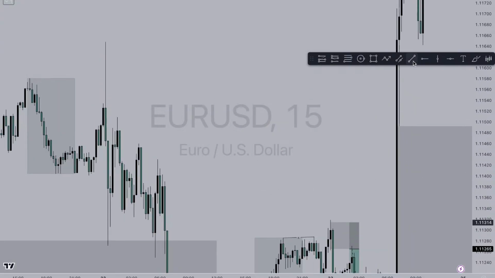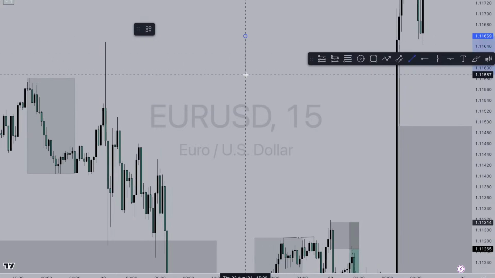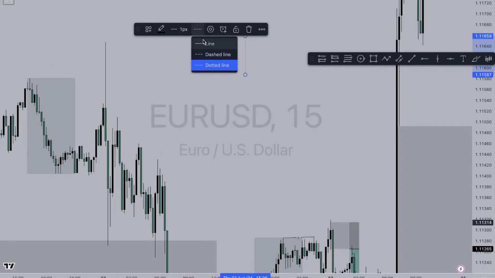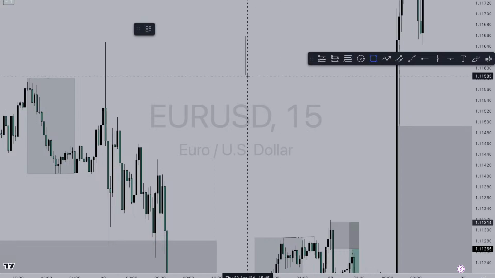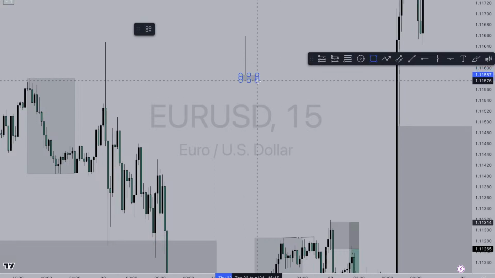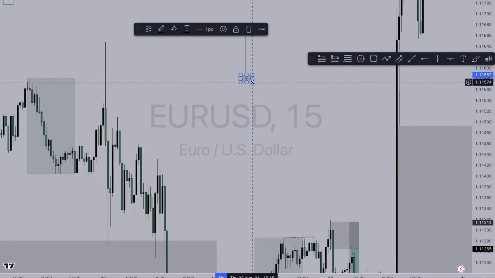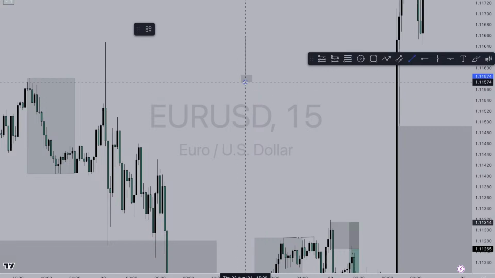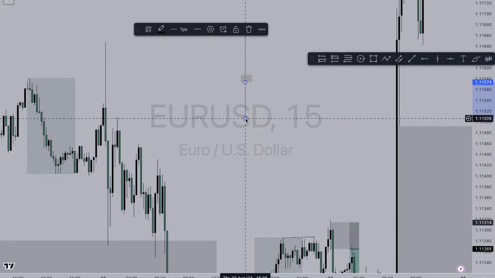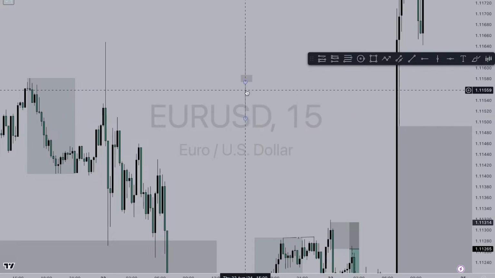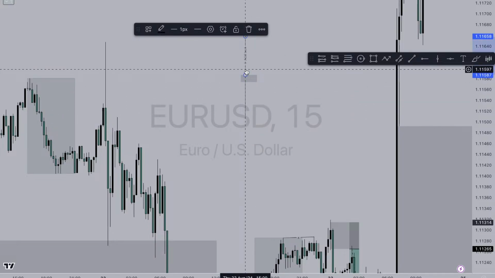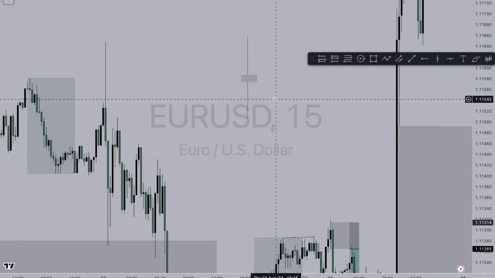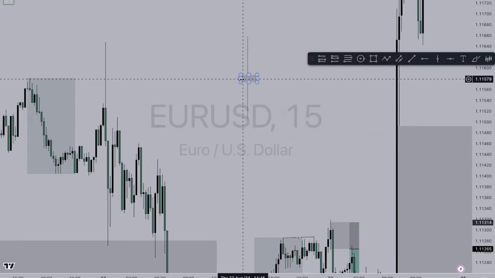What does an indecision candle look like? The anatomy of it is like this, like this, okay, and like this. Okay, that is the anatomy of an indecision candle. I'm gonna move this over so it looks cleaner. So right here you have an indecision candle.